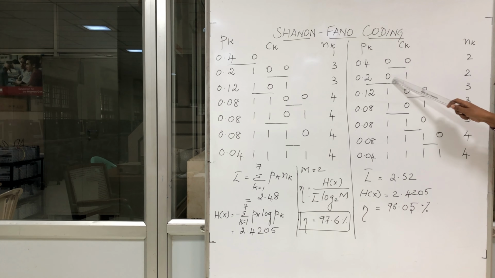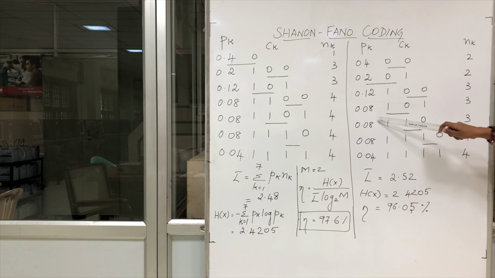Now concentrating on this subdivision, there are 2 messages. One message is assigned a 0 value, and the other message is assigned a 1 value. Now concentrating on the lowermost messages, the addition of these 2 gives me 0.2, and when we add all these 3 probabilities, it is once again 0.2. So it is exactly equal halves, with one group assigned a 0 value and the other group assigned a 1 value.